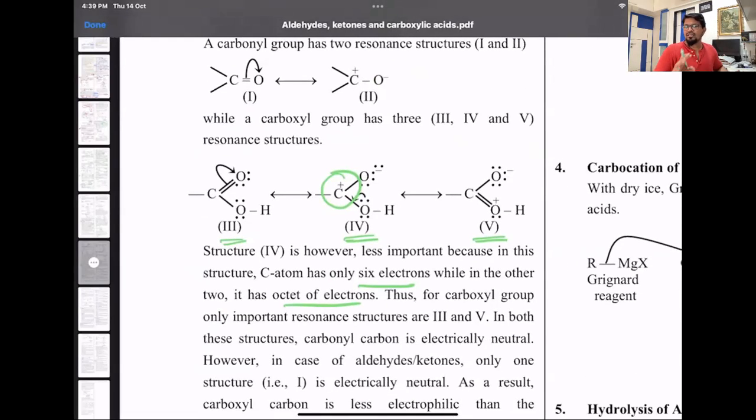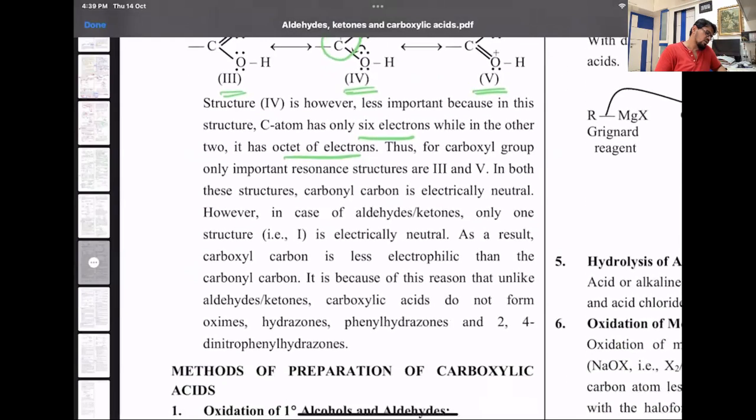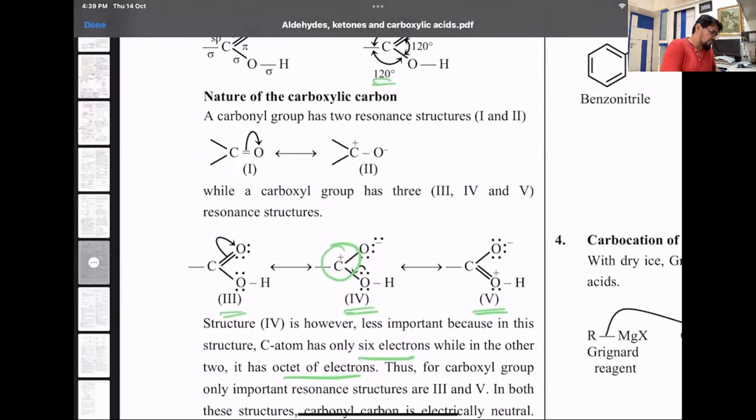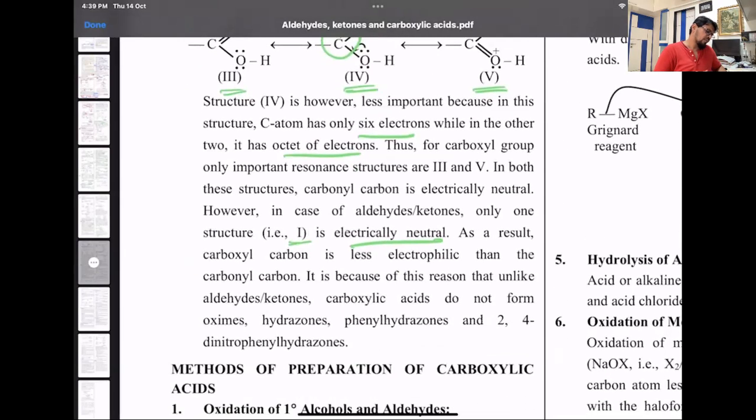Only important structures are 3 and 5. That is what you have to see, because in both these structures, carbonyl carbon is electrically neutral. All right, that's the part over there. In case of aldehydes, only one structure is electrically neutral for carbonyl group. That is the first one. Neutral means no charge developed. As a result, carboxyl carbon is less electrophilic than carbonyl carbon. So you have to understand this part.